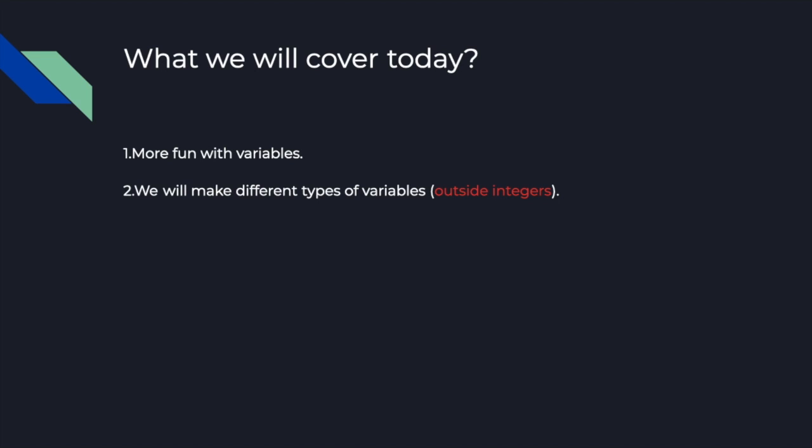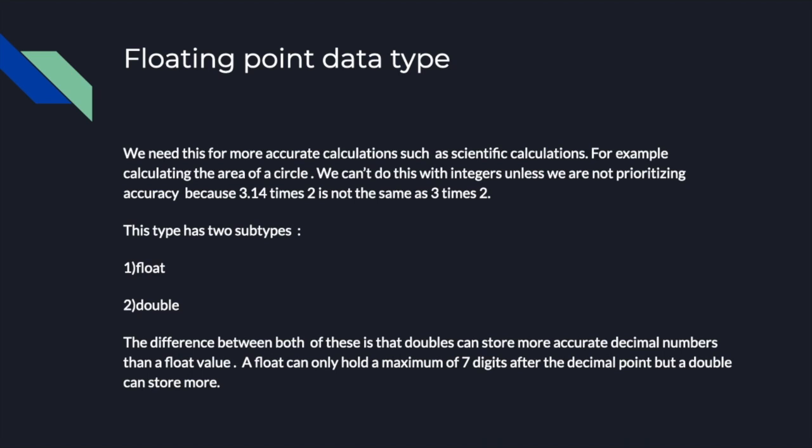It's cool. So before we looked at making integer types of variables, which store non-decimal numbers, which could be positive or negative, basically whole numbers. We can create other types of variables too, though, and we will start with floating point data types.